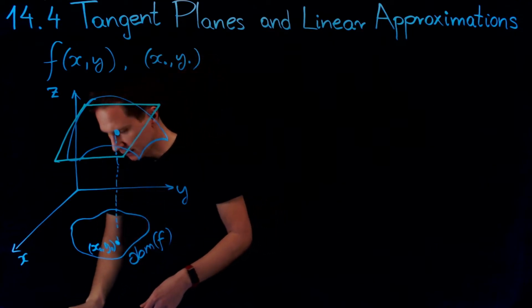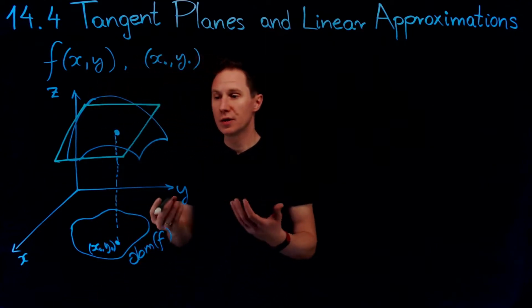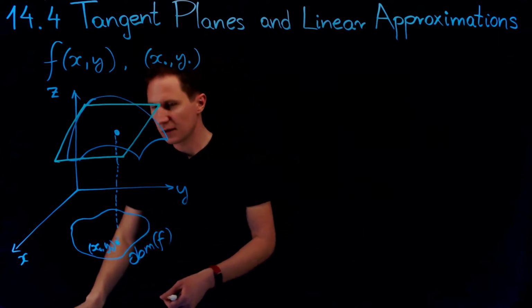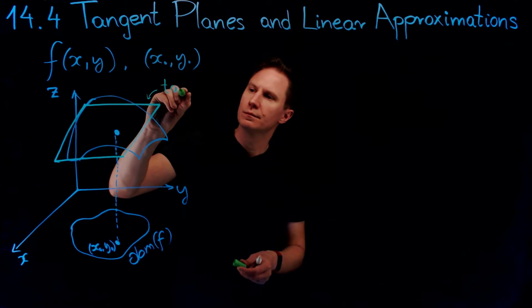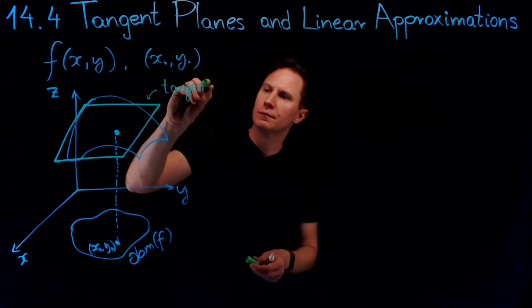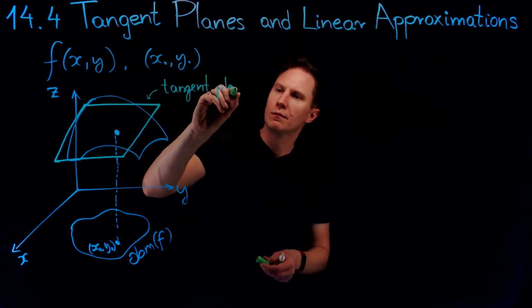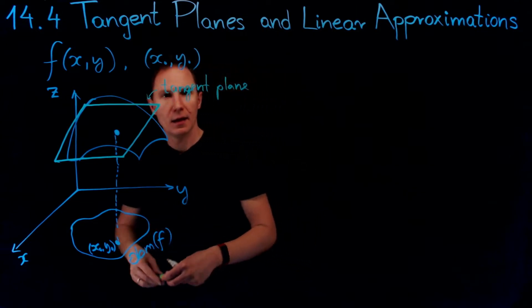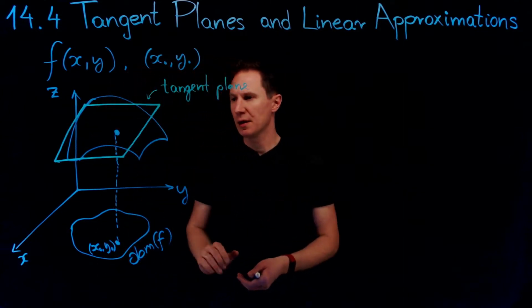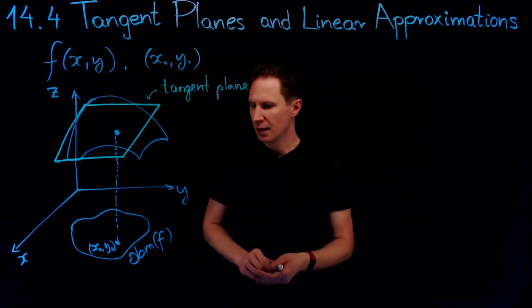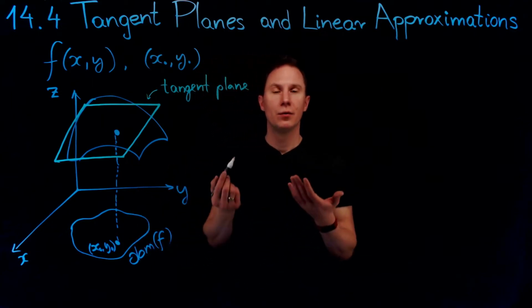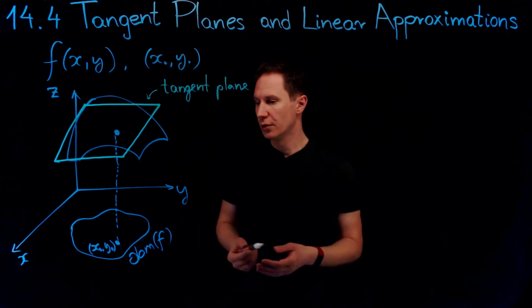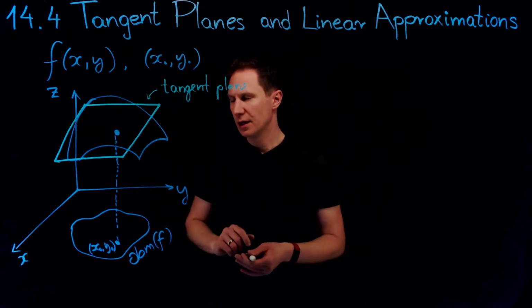Okay, for that we will use the partial derivatives. So this is the tangent plane. Okay, and we want to obtain an equation describing this plane using the partial derivatives. So what do we need in order to write down the equation of the plane?